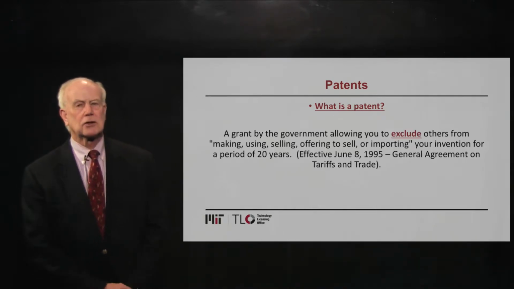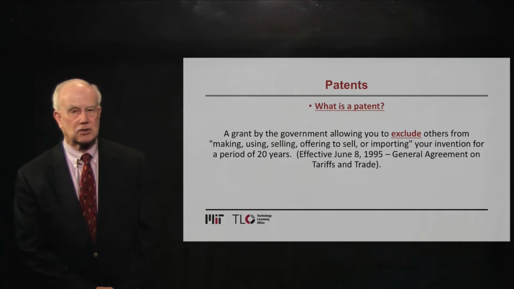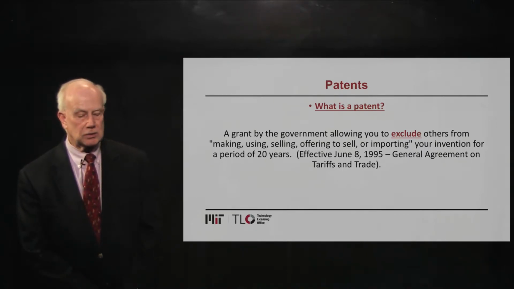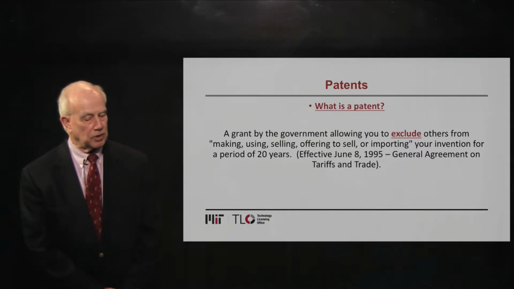So to begin, what is a patent? A patent is a grant from the government. It doesn't have to be the U.S. government, but for a U.S. patent, of course, it does need to be the U.S. government. And the government gives you a grant that allows you to exclude others from making, using, selling, offering to sell, or importing an invention that is described in your patent. This exclusionary period is for 20 years. It begins with the application date of the patent and lasts for 20 years from then.